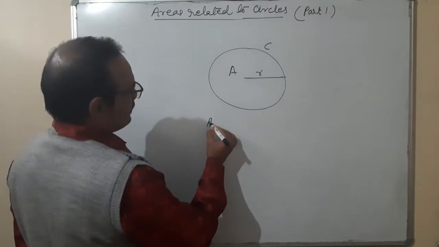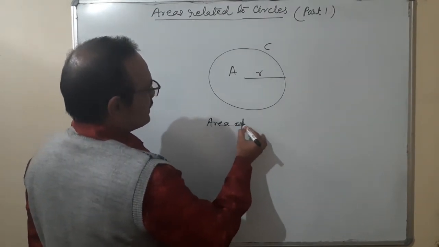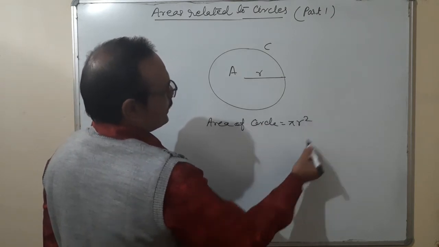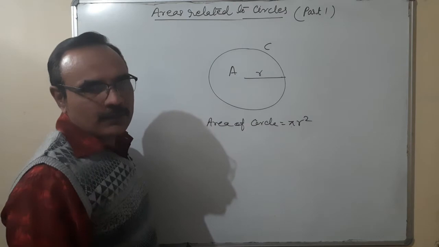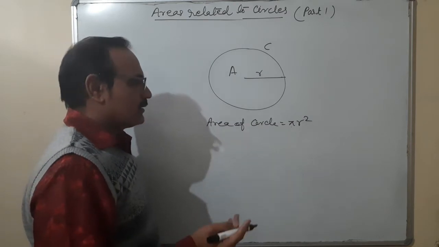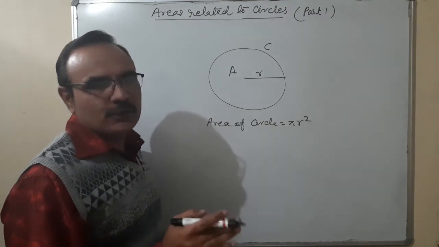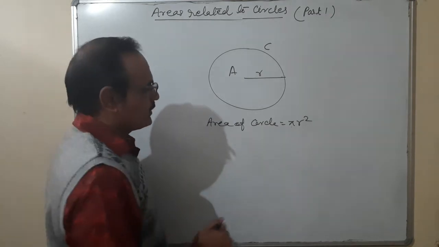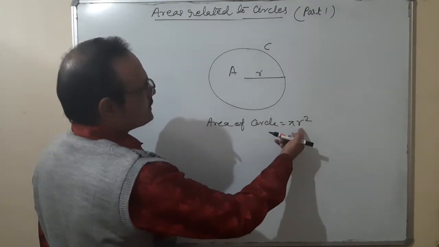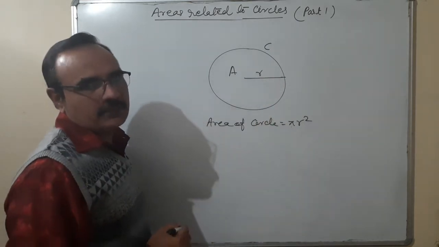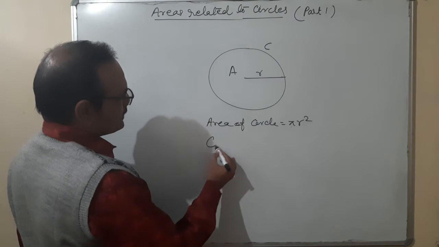Number one, the area of a circle. What is it? Area of a circle is pi r square. We take the value of pi as 22/7, although pi is an irrational number, but we'll take its value 22/7 for calculation. Here r is the radius of the circle.